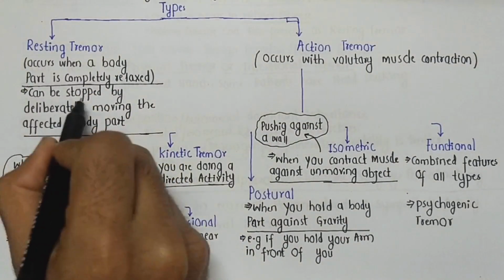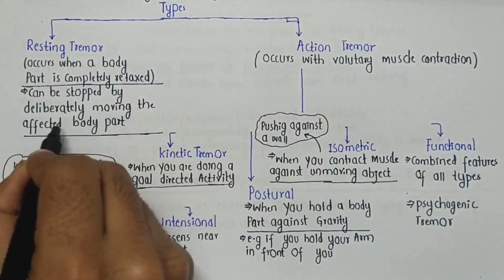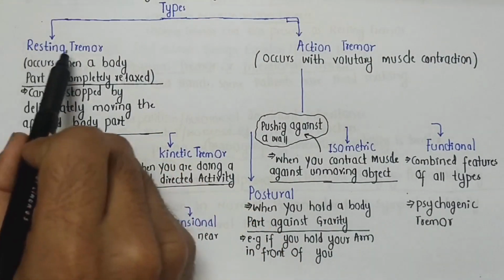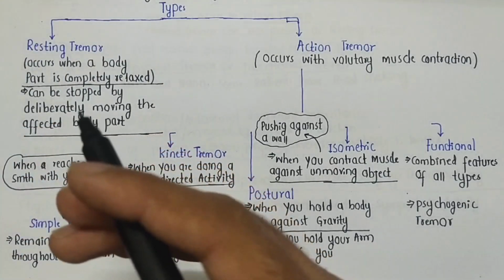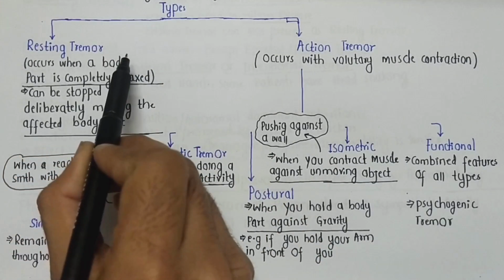And these resting tremors can be stopped by deliberately moving the affected body part. When a body part is experiencing resting tremor and you try to move that body part, the resting tremors stop.